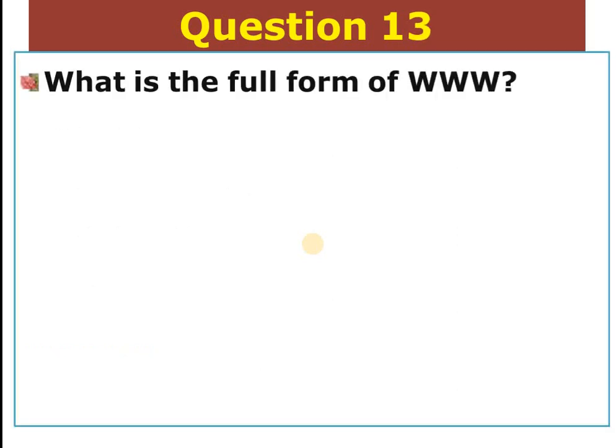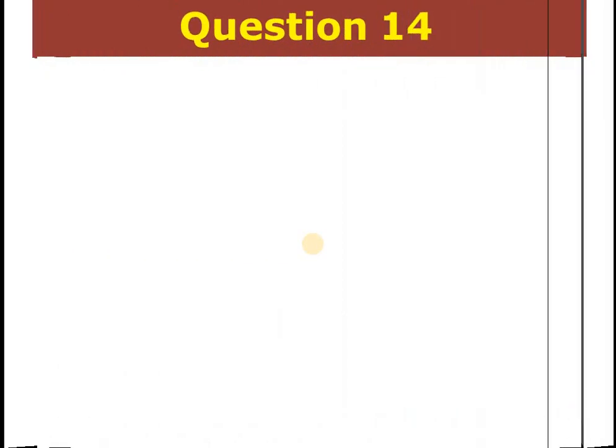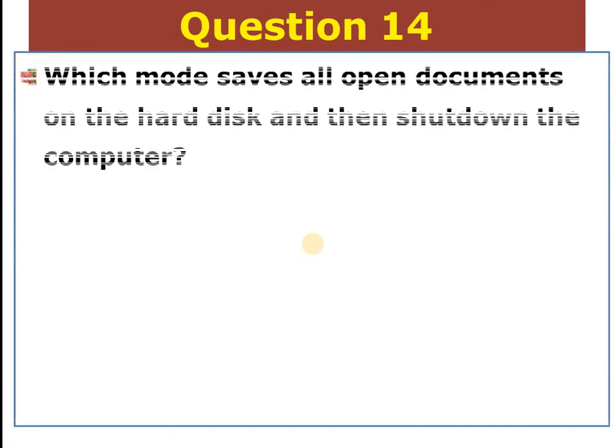Question number 13. What is the full form of www? A. World Wide Web. B. World Wide Web. C. World Wide World. D. World Wide Wildlife. The answer is A. Choice A is the answer. www indicates World Wide Web. Here is question number 14.